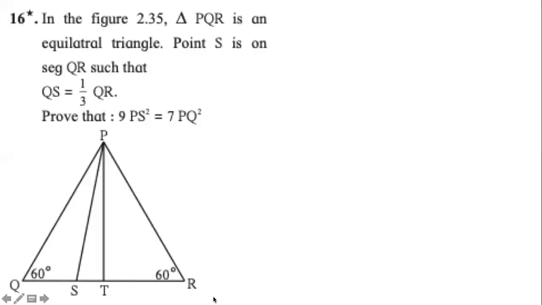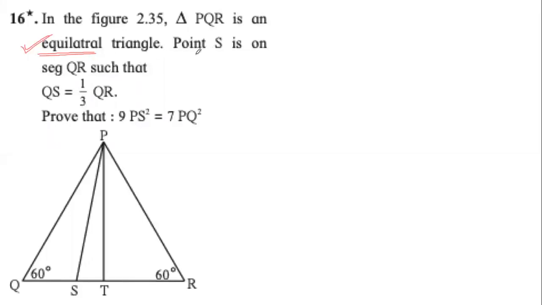Last question for the day, last question for the exercise, last question for now. Looks scary, it is not, if we know what we have to use. It reads, in figure 2.35, triangle PQR is an equilateral triangle. The moment we see equilateral triangle, we should know all the three angles will be of the same measure and all the three sides will also be of the same measure. Very important.